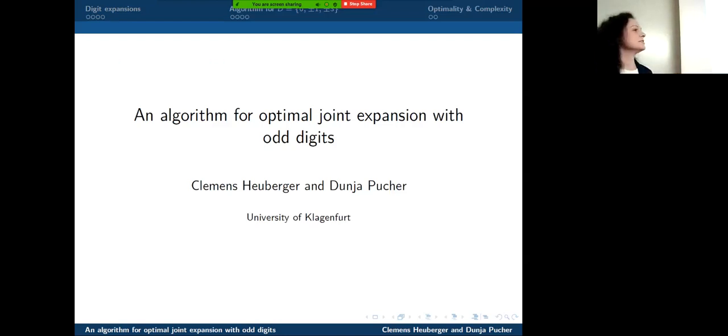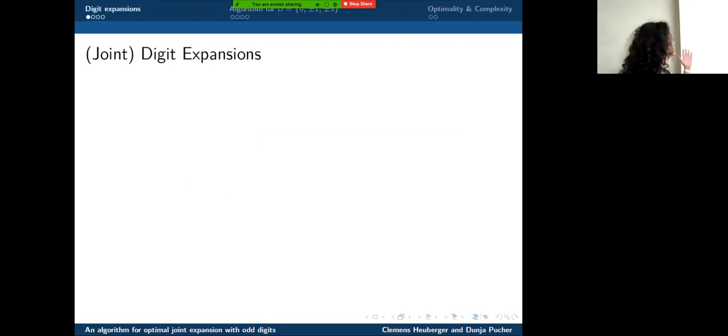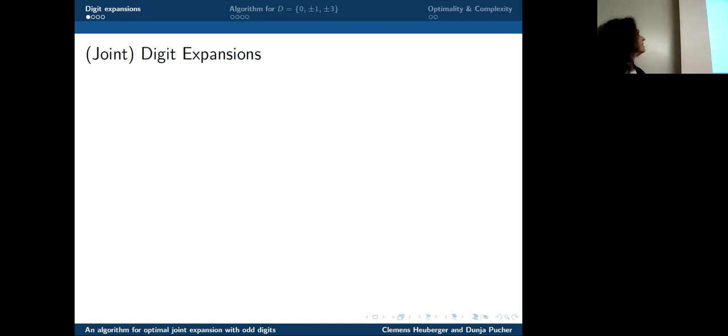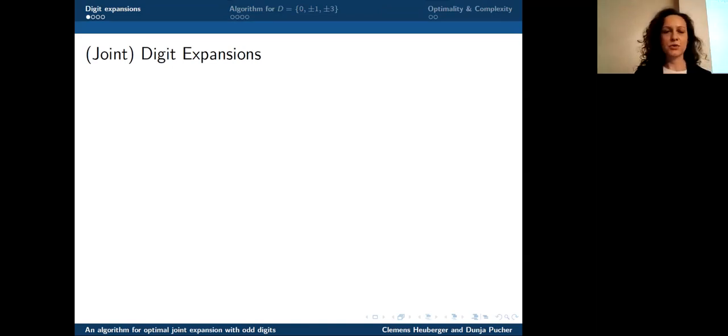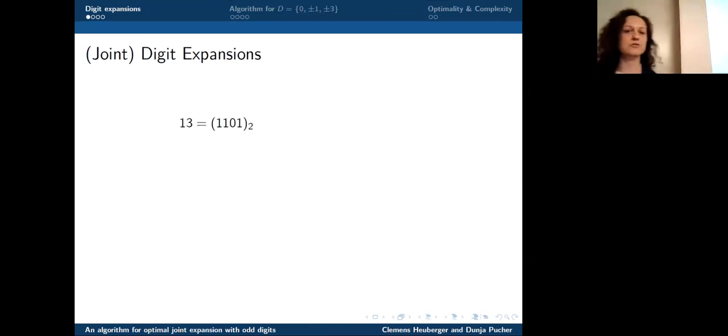Okay, so for the start, let us see what digit expansions are and joint digit expansions. Yesterday, in the first presentation, we had a definition, and the colleague from Ukraine had a definition. But here I will give you an example we are all familiar with, and this is binary expansion. If we consider the integer 13, then the standard binary expansion is 1101, and we write it always from right to left. It means that the least significant digit is on the right.